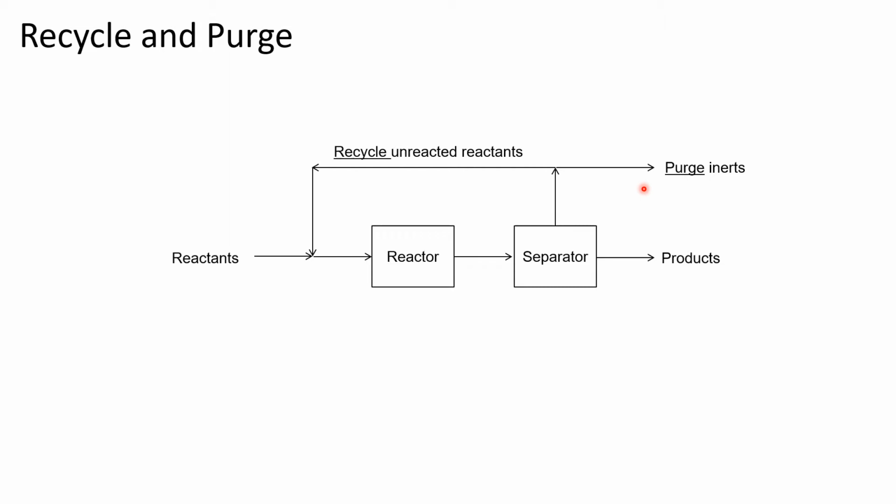Those inerts can either be purged from the recycle stream as shown here, or they could be removed from the product stream, which is not shown here. For the problems we're going to work in this lecture, there are no inerts in the feed, so we don't need to worry about purging the inerts, and the stream does not exist.